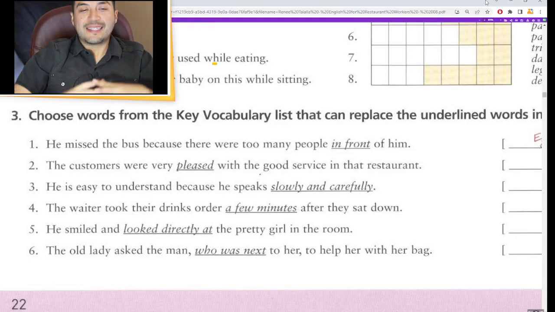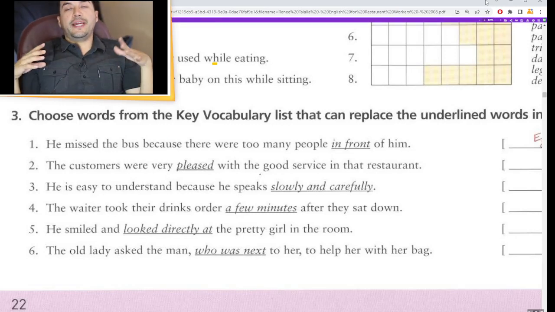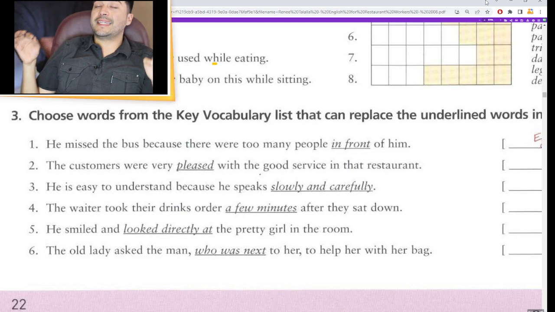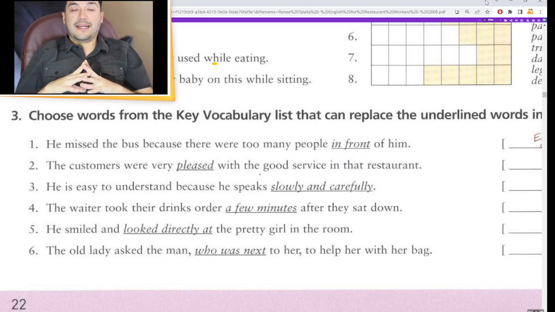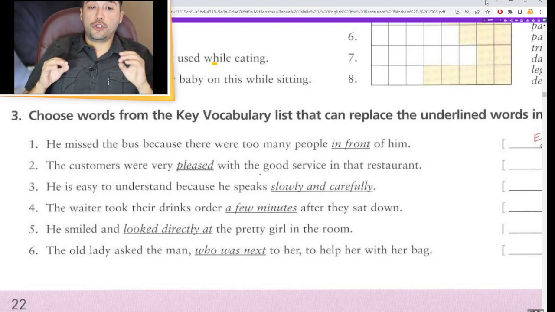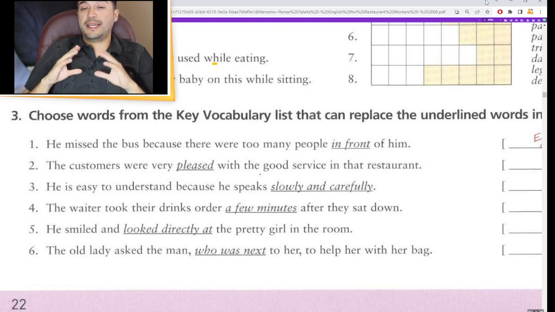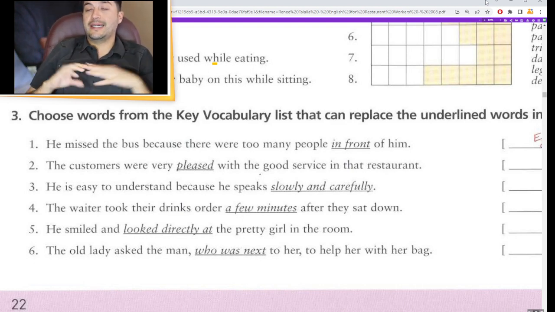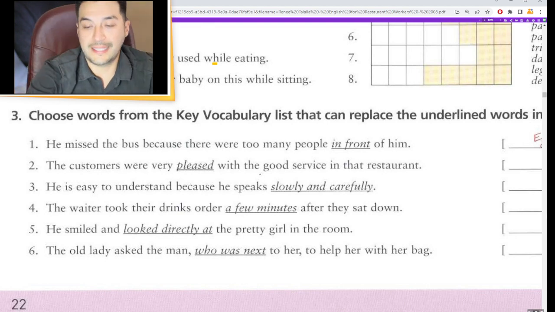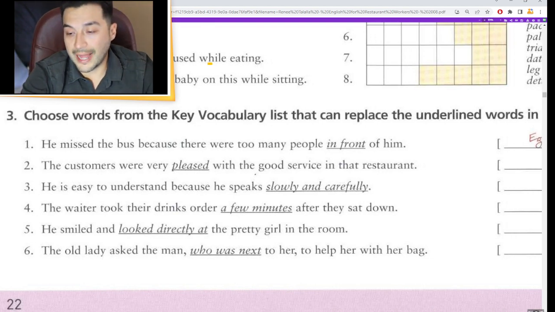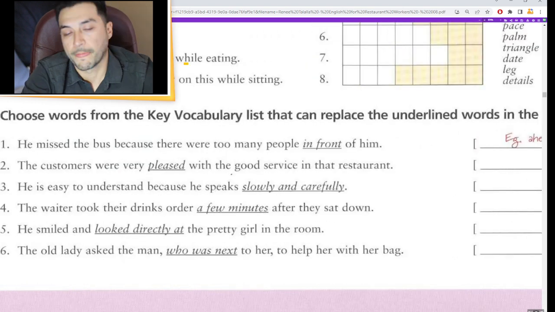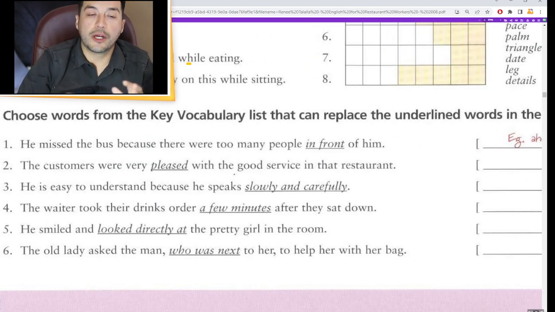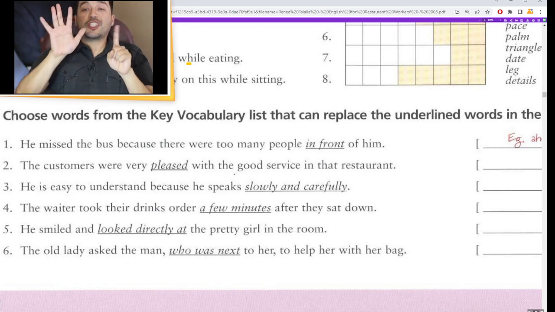Okay, class, we're gonna do exercise 3 from receiving and seating the guest. In this exercise, exercise number 3, choose words from the key vocabulary list that can replace the underlined words in the sentences. So in your notebook, put 1 through 6.